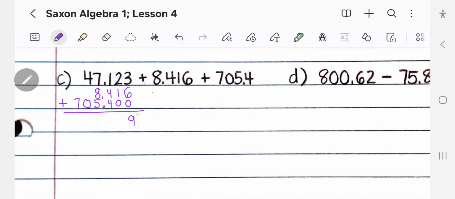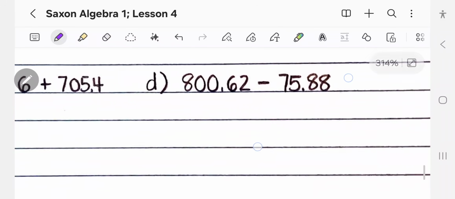3 and 6 is 9. 2 and 1 is 3. 4 is 8 plus 1 is 9. 7 and 8 is 15 plus the 5 is 20. 4 and 2 is 6. And then 7. So our answer here is 760 and 939 thousandths.